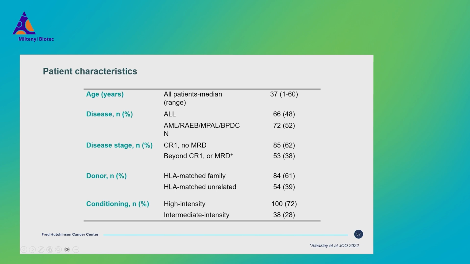This slide shows the patient and transplant characteristics of the 138 naive depleted transplant recipients. 52% had myeloid malignancies, 38% were at high risk of relapse based on either positive measurable residual disease at the time of transplant and/or a history of prior relapses. 39% had matched unrelated donors, and 28% received the intermediate intensity conditioning.